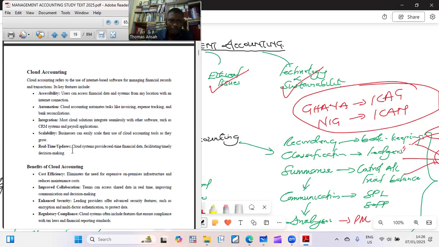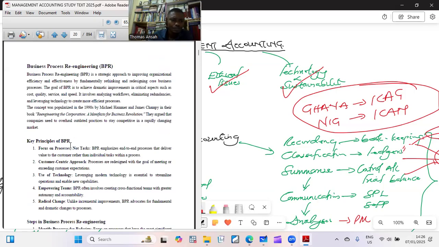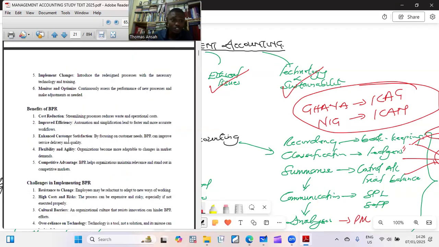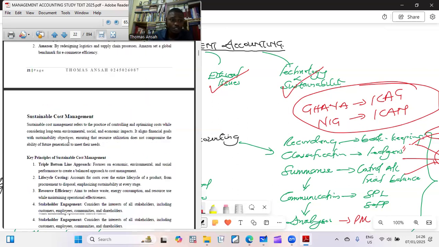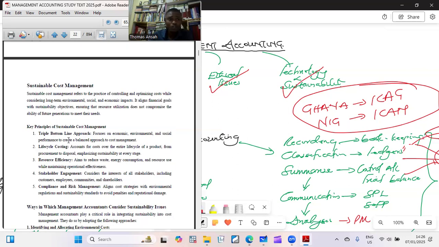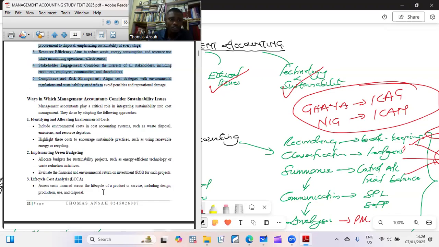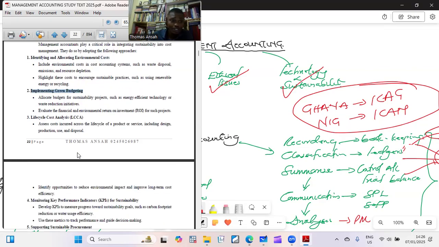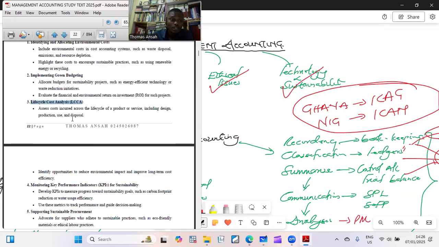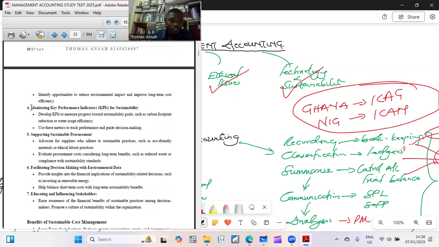We spoke a little about cloud accounting. All right. Then the business process reengineering. Talk about sustainable cost management. All right, where these are the things we look at. All right, and ways by which management accounting considers sustainability issues. So you identify and allocate cost, implement green budgeting, life cycle cost accounting. We spoke about all those things.